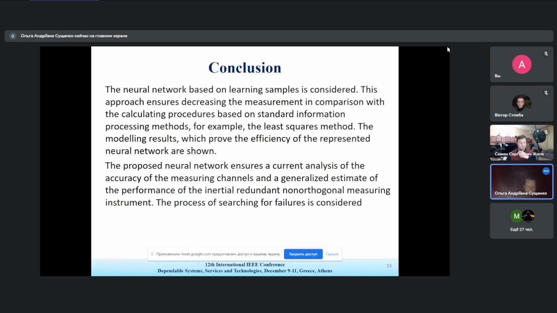And conclusion. The neural network based on learning samples ensures decreasing the measurement error in comparison with the calculated procedures based on standard information processing methods, for example, the least squares method. The modeling results, which prove the efficiency of the represented neural network, are shown. The proposed neural network ensures a current analysis of the accuracy of the measuring channels and a generalized estimate of the performance of the initial redundant non-orthogonal measuring instrument. The process of searching for failures is considered.